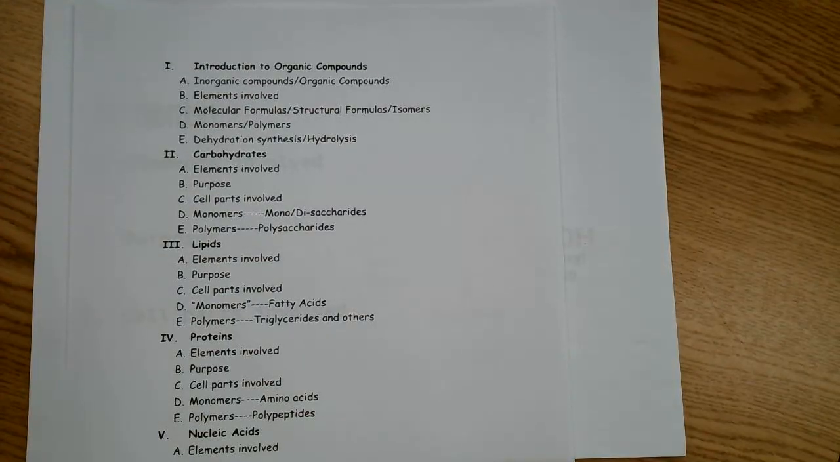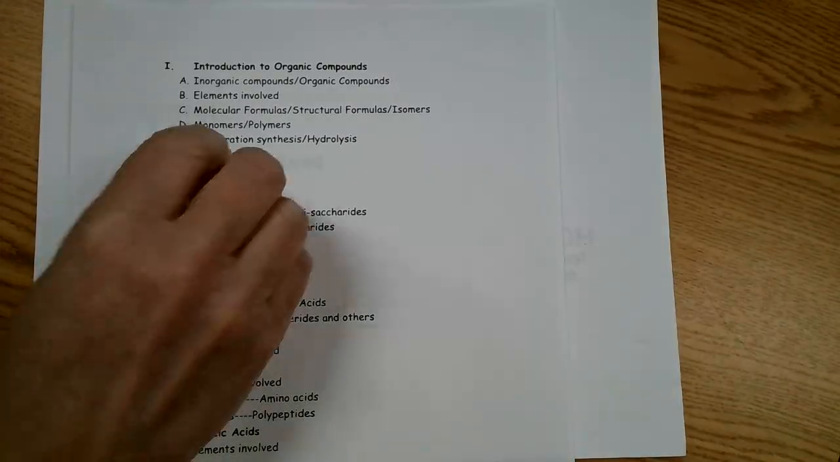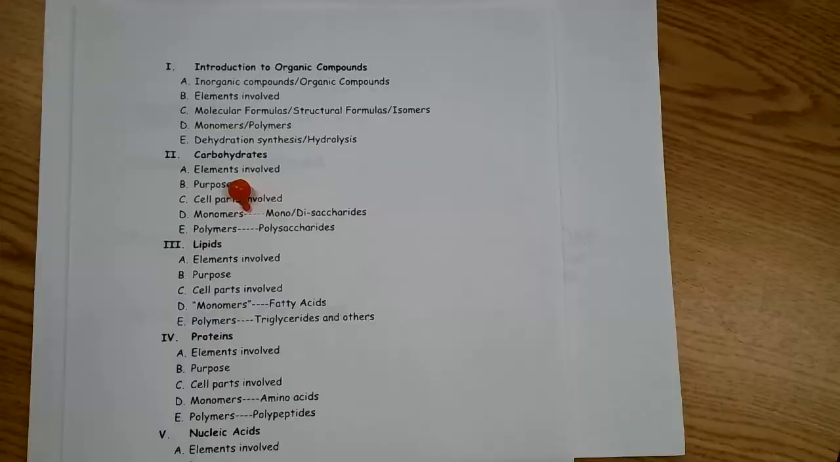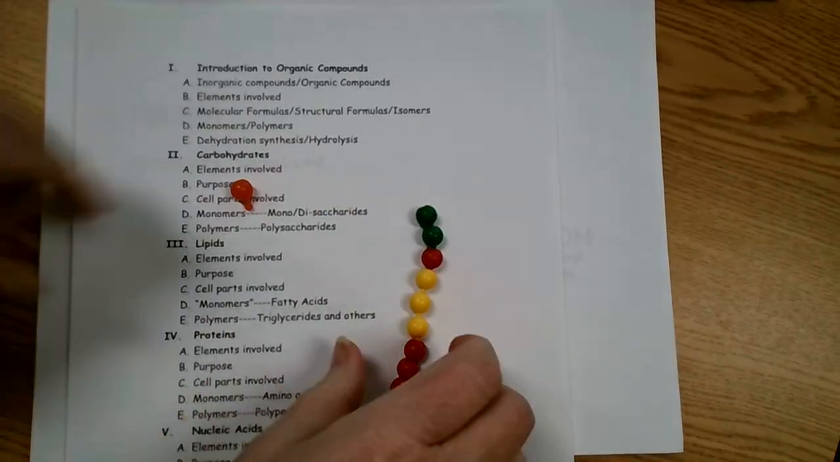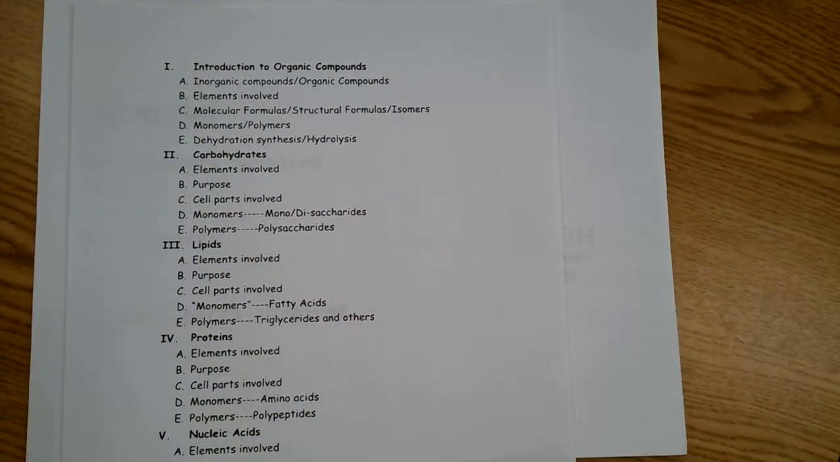Then, the biggie there is monomers and polymers. That is a constant recurring theme in this. Monomers, throw these beads out, one. Polymers, many. All organic compounds have that basic structure. They have building blocks called monomers that make bigger molecules called polymers.